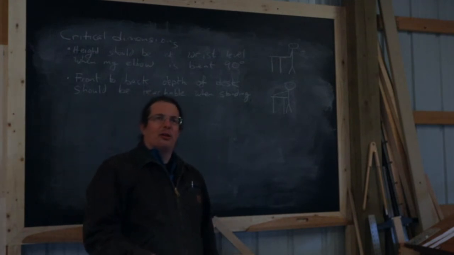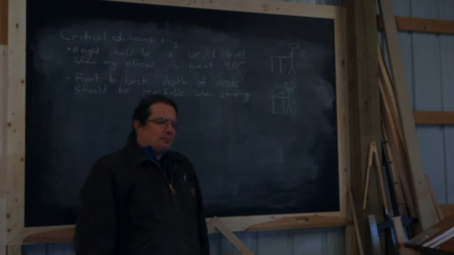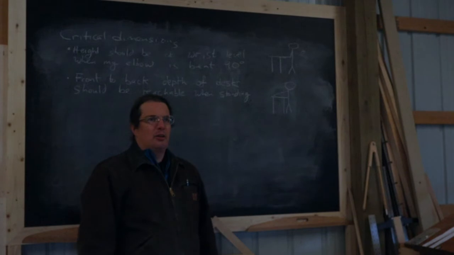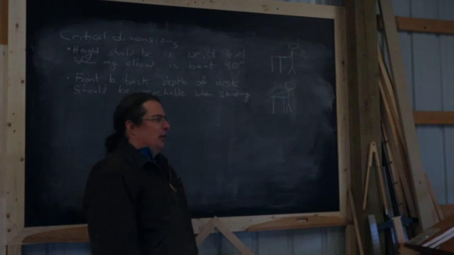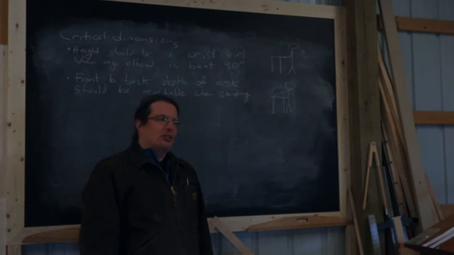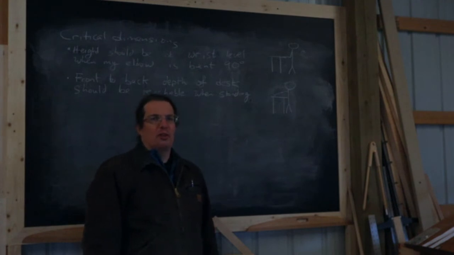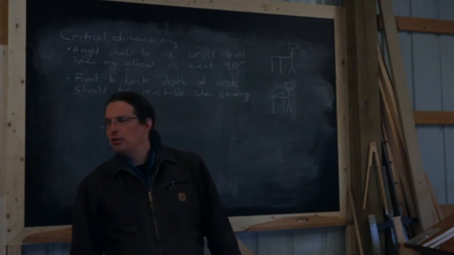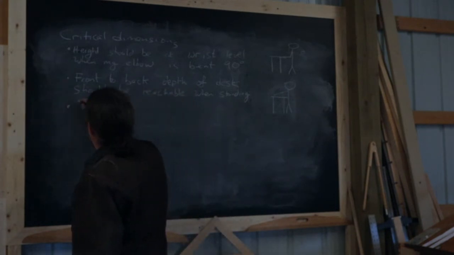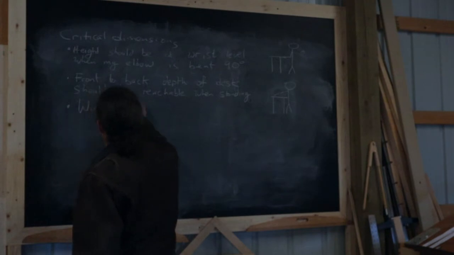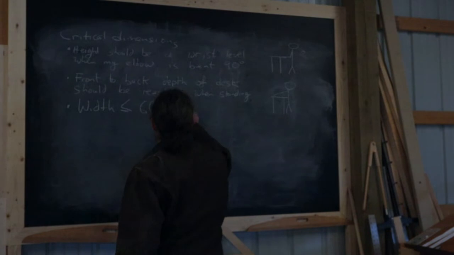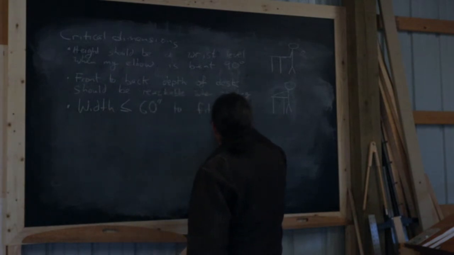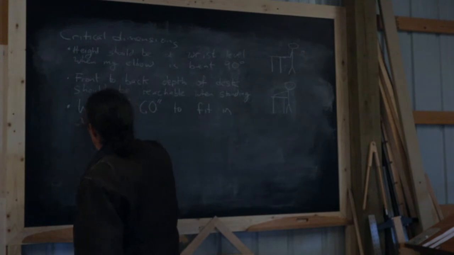Now, I did state a numerical dimension for that one because I could imagine going into the space in the office where I'm going to set this desk and actually getting a tape measure out and measuring the distance. But even that isn't necessary. I could have just gone to the space in the office where the desk is going to sit and got a long stick and marked off the width on that stick where the desk must fit and know that I can't make a desk any longer than that. So, width is less than or equal to 60 inches to fit in allocated space.